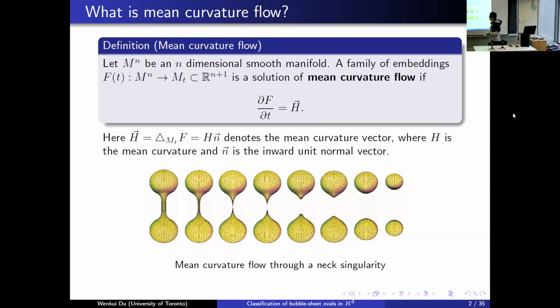So a natural question is, can we flow through, for instance, this neck type of singularity? The recent breakthrough by Daniels and Kleiner, together with Bob and his collaborators' work, shows that in this picture it's indeed okay, and we can uniquely flow through this singularity. I will come back to this later.